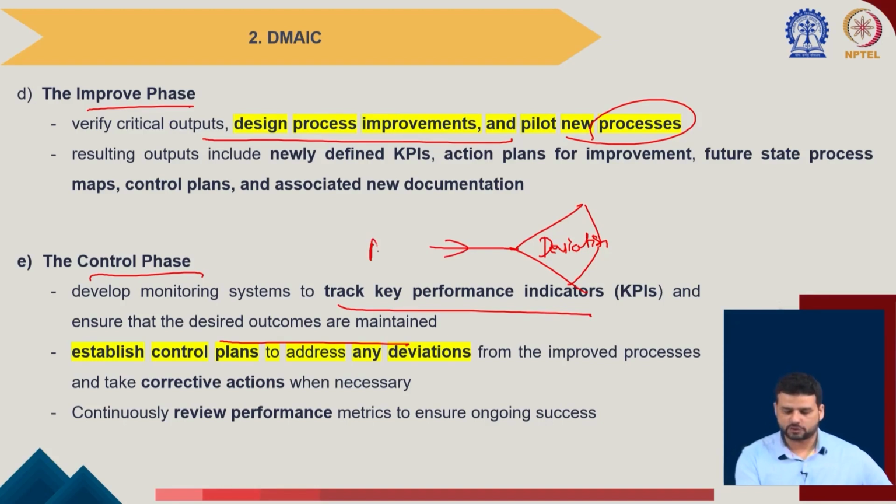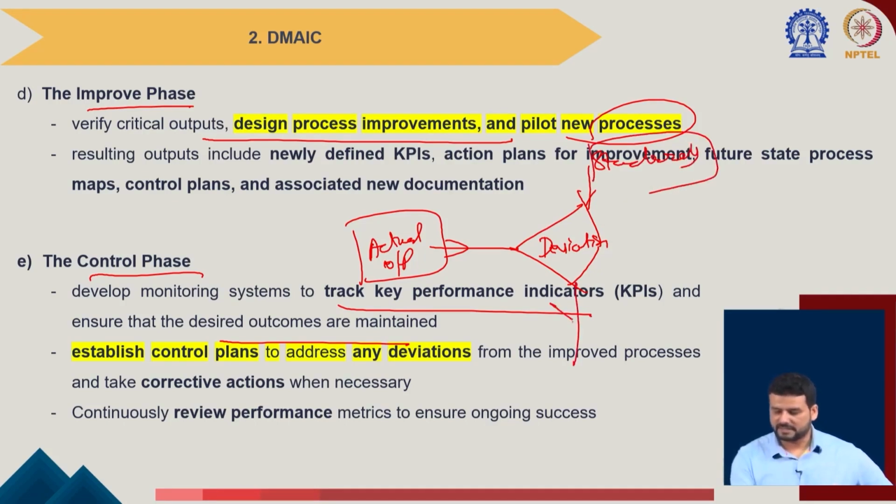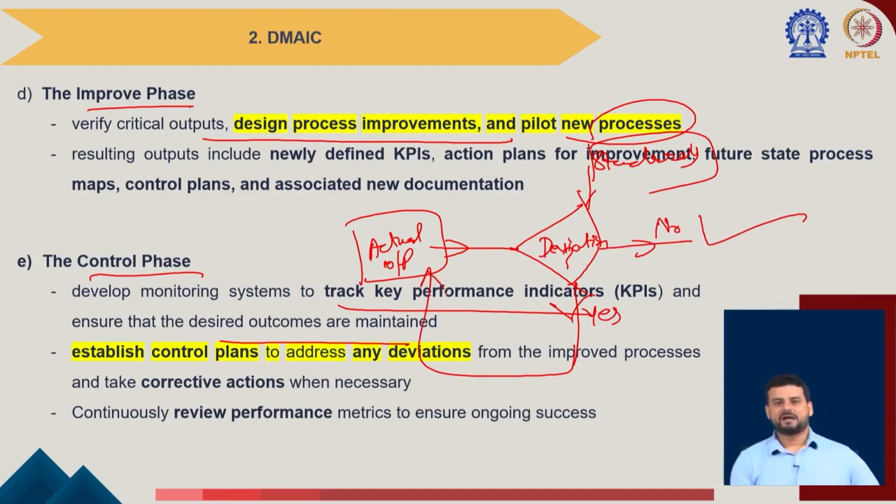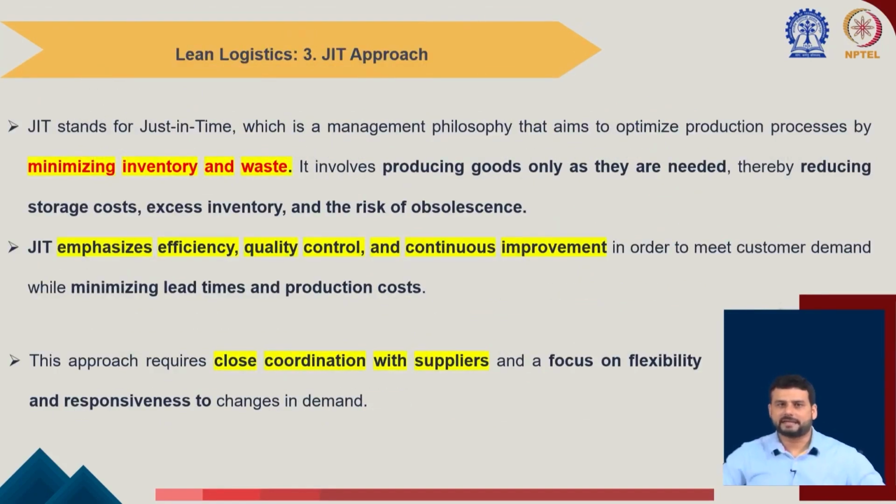Means your actual output, whatever you are doing, whatever your standards were, then you will see if there is any deviation. Is there any deviation? No, that means you are doing perfectly fine. Yes, then you need to change the process again, from where your actual output is coming out, right? So that way you need to plan the control phase and review the performance again and again.